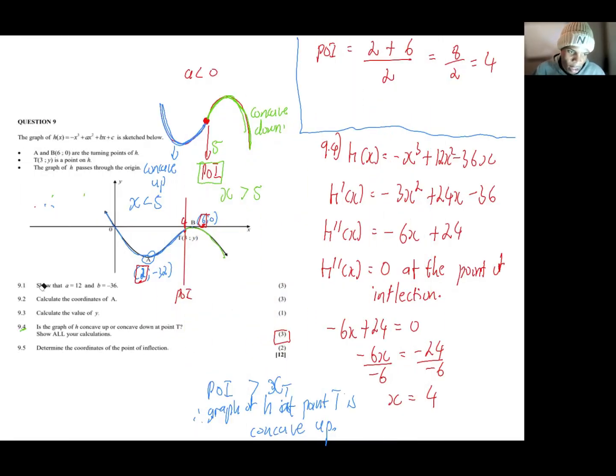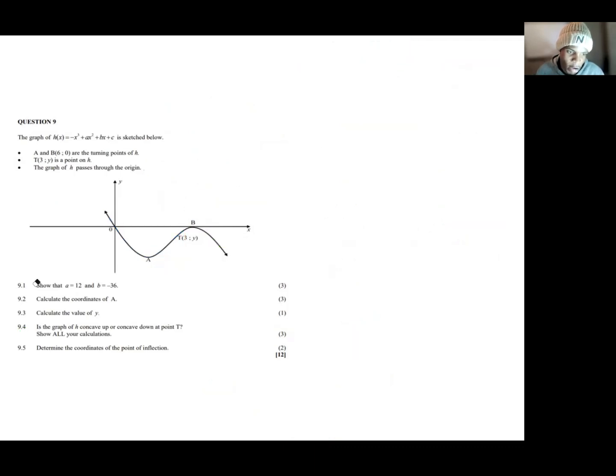Okay, now let us proceed to 9.5. So 9.5 is saying determine the coordinates of the point of inflection. Note that it is saying the coordinates. Once a question says coordinates, that means it's looking for both the x-coordinate and the y-coordinate. But obviously there is no need for us to calculate the x-coordinate again because we have already found it in 9.4. Hence we can even see this is 2 marks, right?